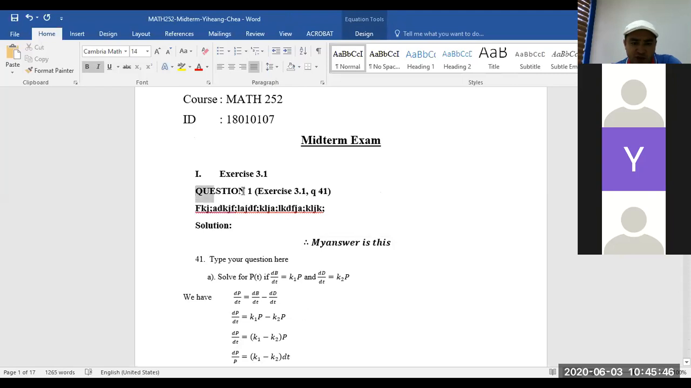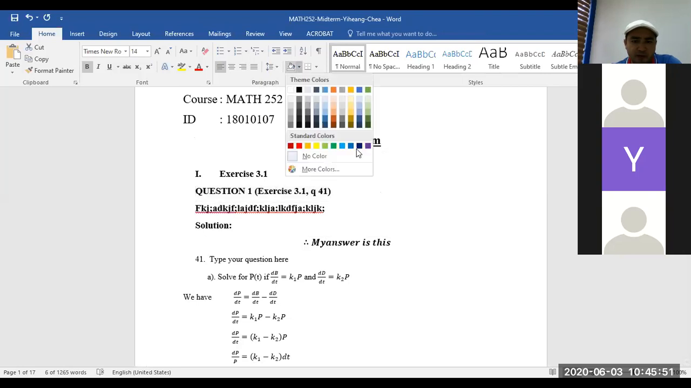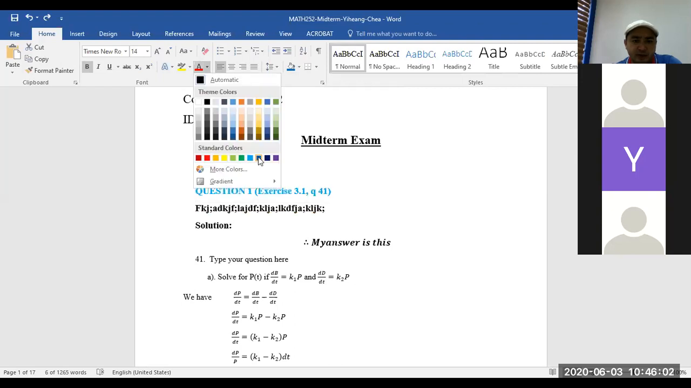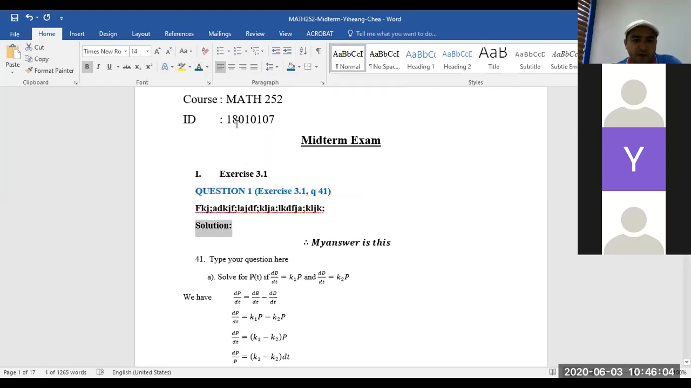If possible, you can change the color so that I can see easily. Let's say everybody make it blue. Not highlighting, just the font color. Blue, and also your solution, for example, blue, so I can see that. Here is the question, here is the solution. If it has any graphs, you can add them here, and your final answer with these 3 dots, write it here.